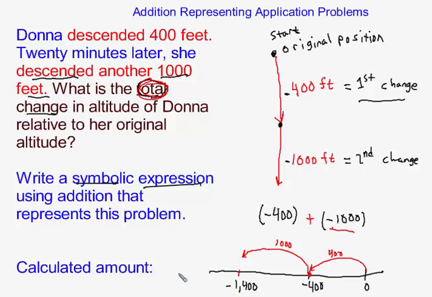1,400. So the calculated amount would be that negative 400 add another negative 1,000 would be negative 1,400, and we would consider this the calculated amount. Negative 1,400. Now that would be in feet, but in MathAS, I believe they only want you to write the number negative 1,400, and I don't believe the comma would be necessary.